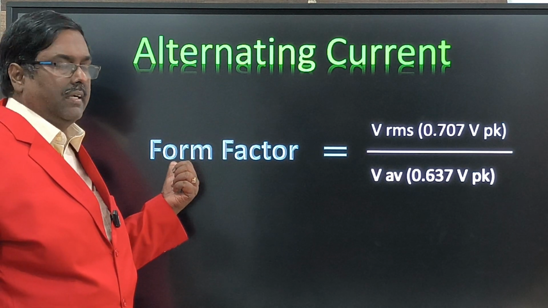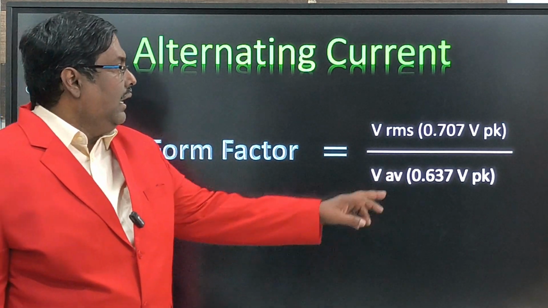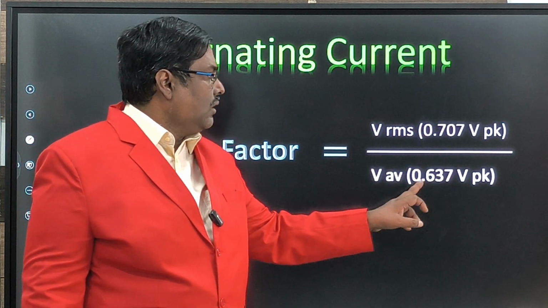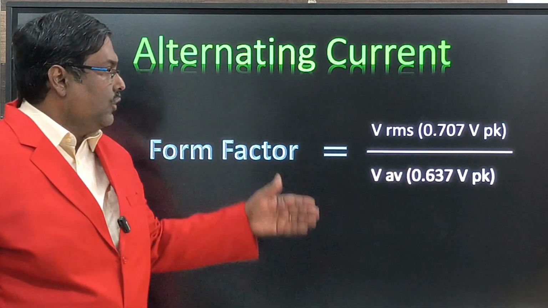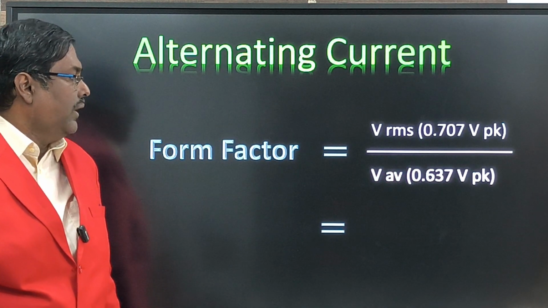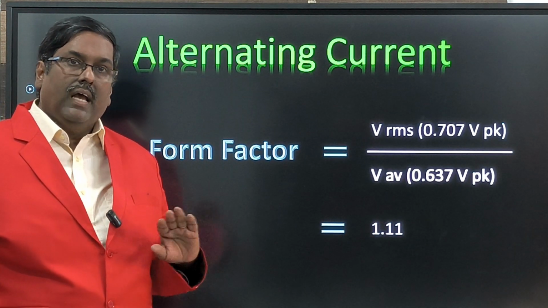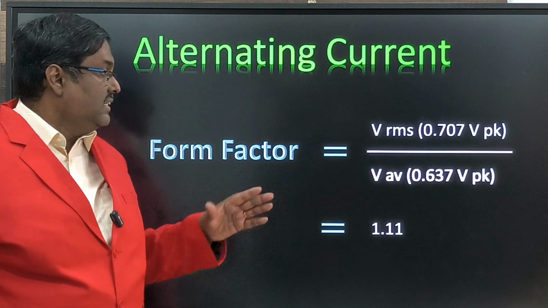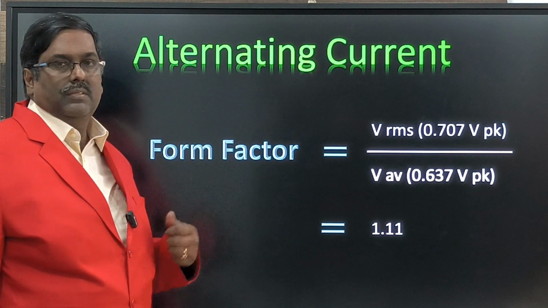So the form factor varies according to your waveform. That is why it's called form factor. Both are voltages, so it does not have any unit. Here 0.707 is a constant, here 0.637 is a constant, with the same peak. So if you divide, you will get 1.11. 1.11 is the form factor. It is a ratio between the RMS value and the average value, with no unit.